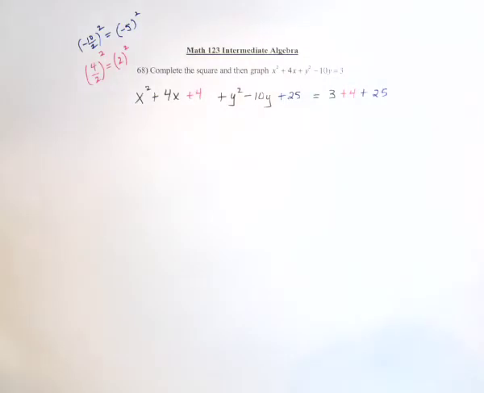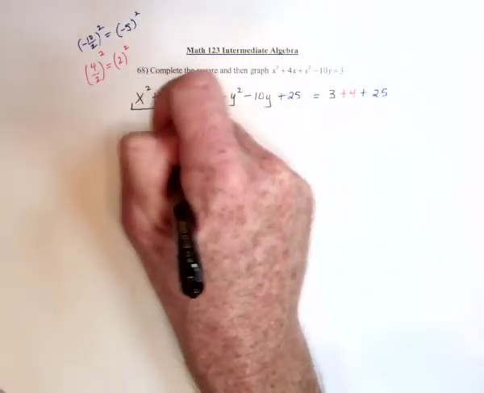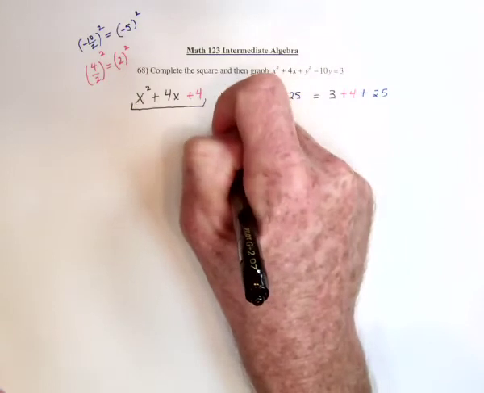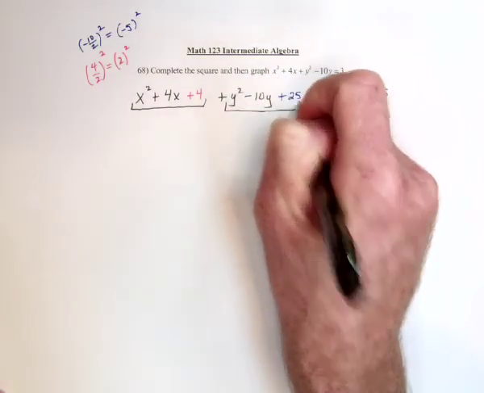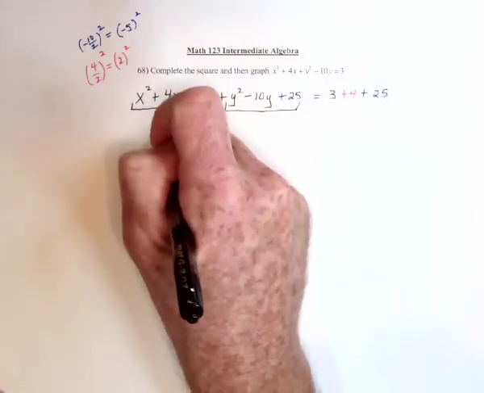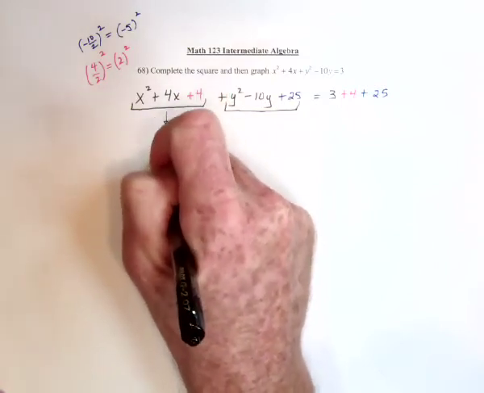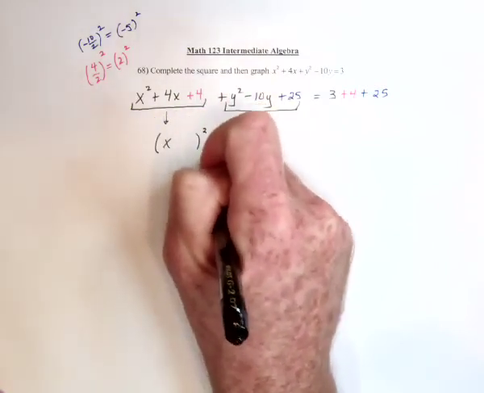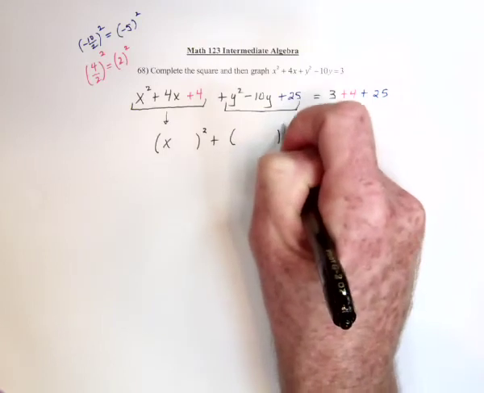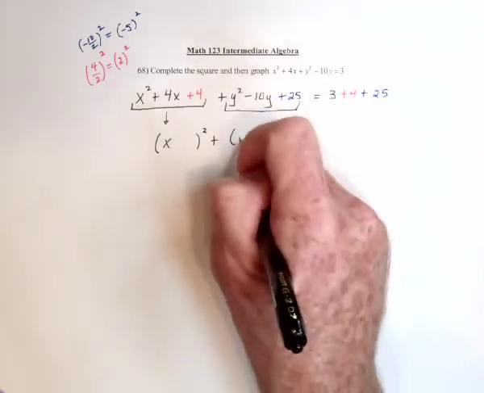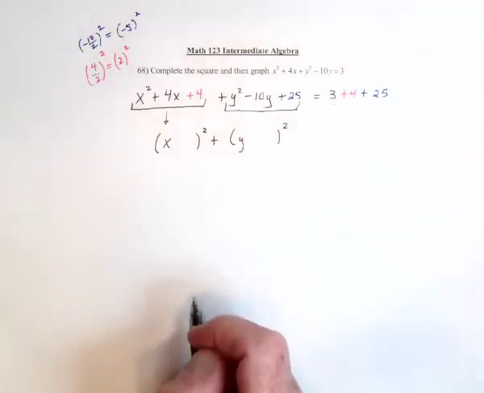Then what we do is group these 3 terms together and factor. Group these 3 terms together and factor. Not only can they be factored, but they can be factored into a perfect square. So, what number goes in the parentheses?